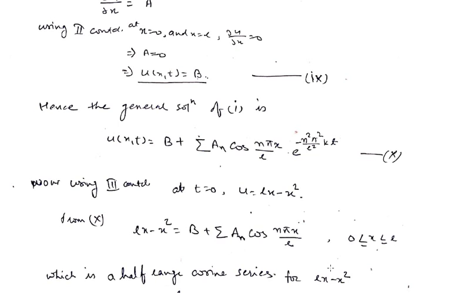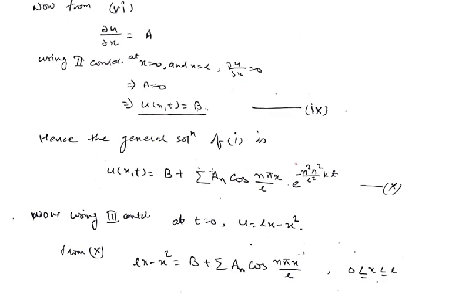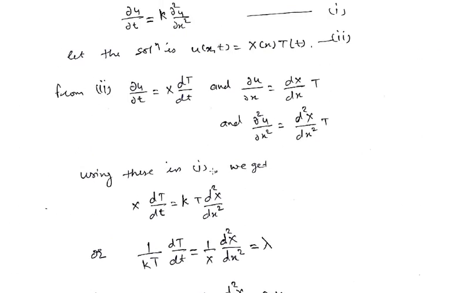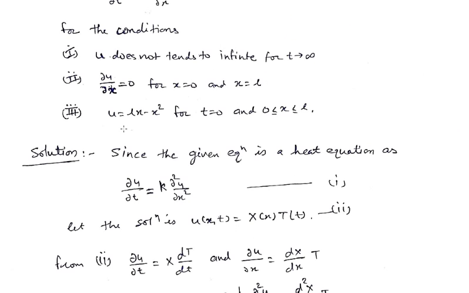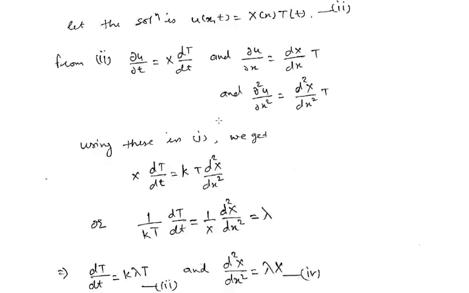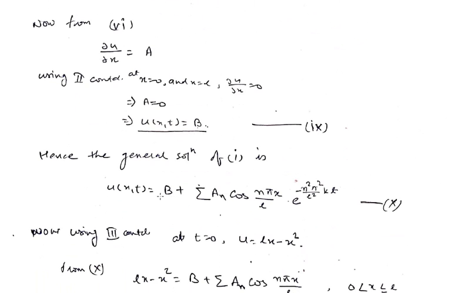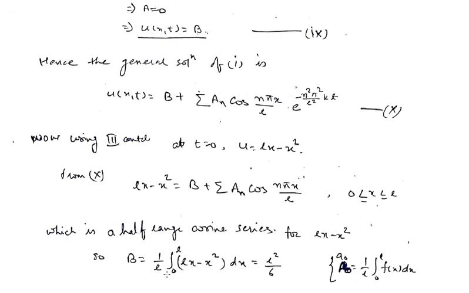Now we use the third condition to get the values of these arbitrary constants b and an. The third condition says u equals Lx minus x square when t equals 0. So in the solution we put t equals 0, and it becomes u equals Lx minus x square equals b plus summation an cos n pi x upon L, for x lying between 0 and L.